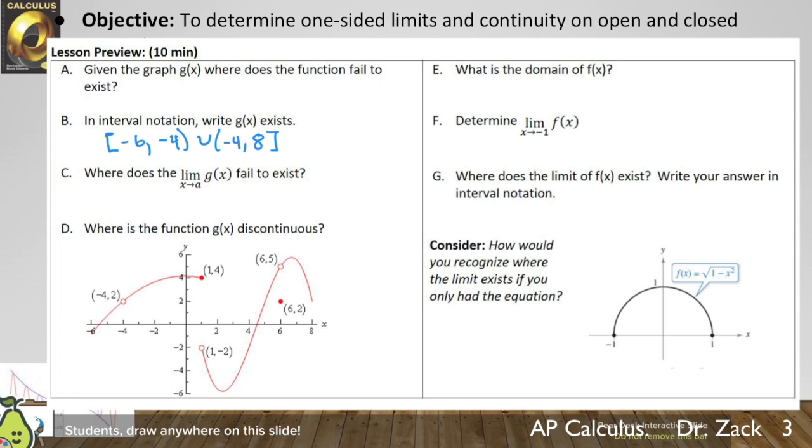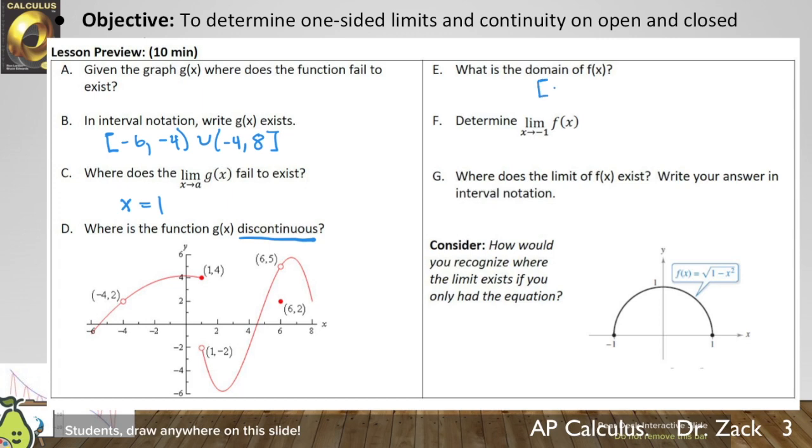And for question C, where does the limit of your function g fail to exist? That's going to be equal to x equals 1. And your discontinuities is a new definition perhaps. So if you would like to reconsider your answer after we complete the lesson, that's probably a good idea. Now we're looking at question E.